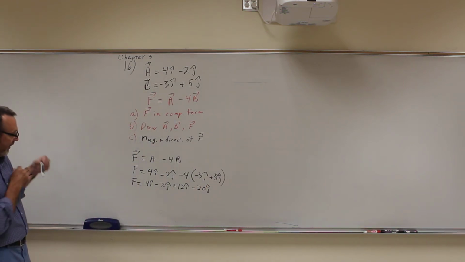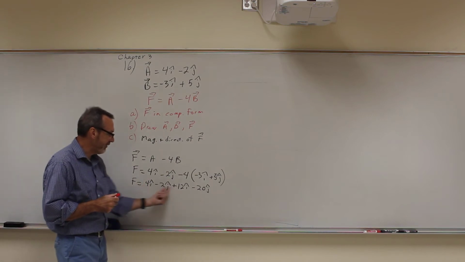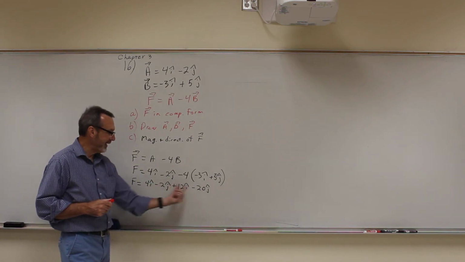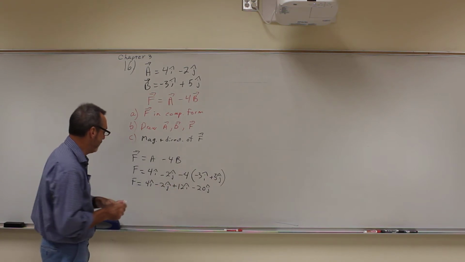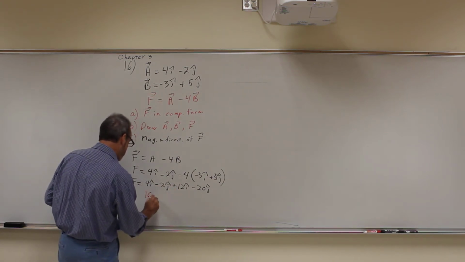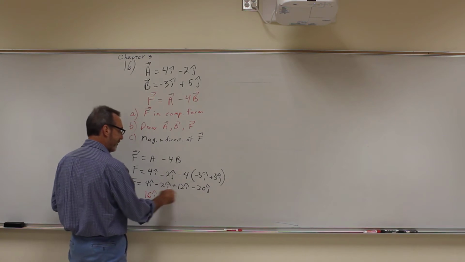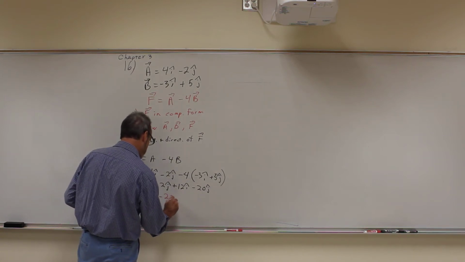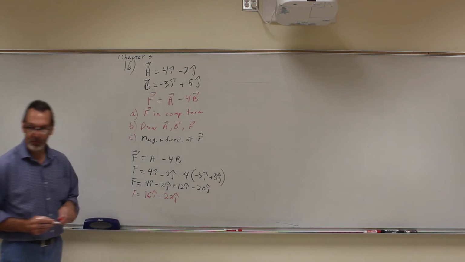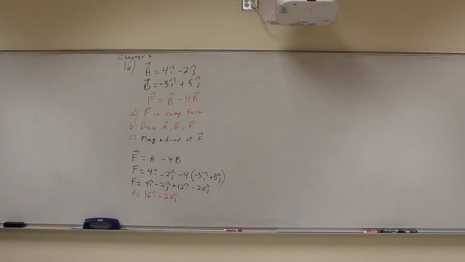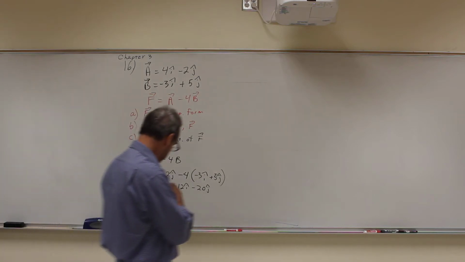Now the key here is remember these are x's and these are y's. You can't combine x's and y's. They have to be separate. So the I hats you combine. So we say 4 plus 12 is 16. So we end up with 16I hat, and minus 2 minus 20 is minus 22J hat. That is vector F.